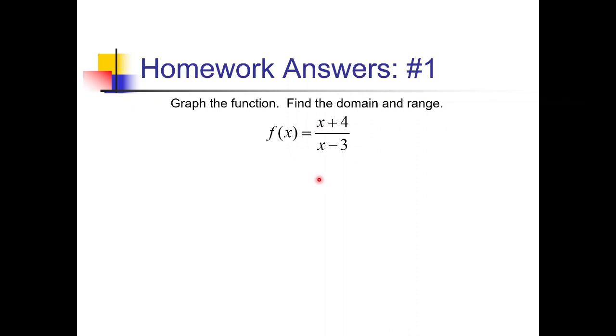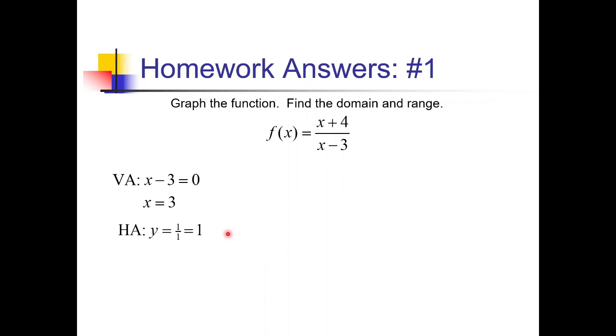So let's start with our vertical asymptote. To do that, we just have to set the denominator, x minus 3, equal to 0 and solve for x. We just need to zero out that denominator. So we have a vertical asymptote at x equals 3. For the horizontal asymptote, it's going to be the ratio of the lead coefficients. So we have a 1 over a 1 here because of these x's. And that gives us a horizontal asymptote of y equals 1.